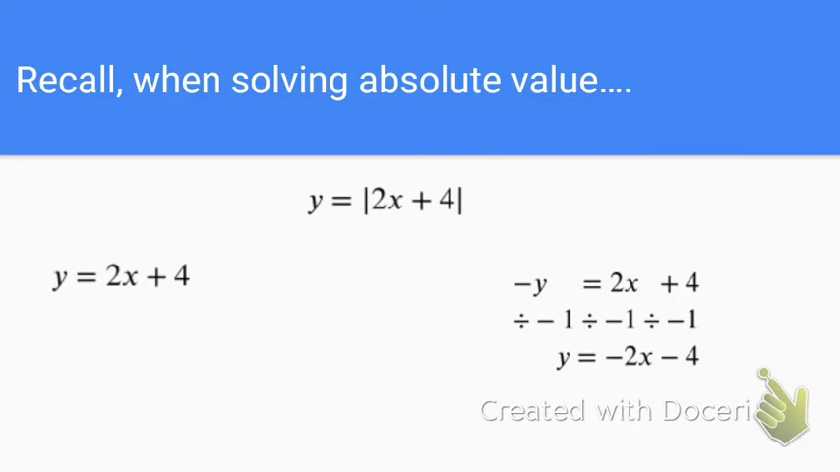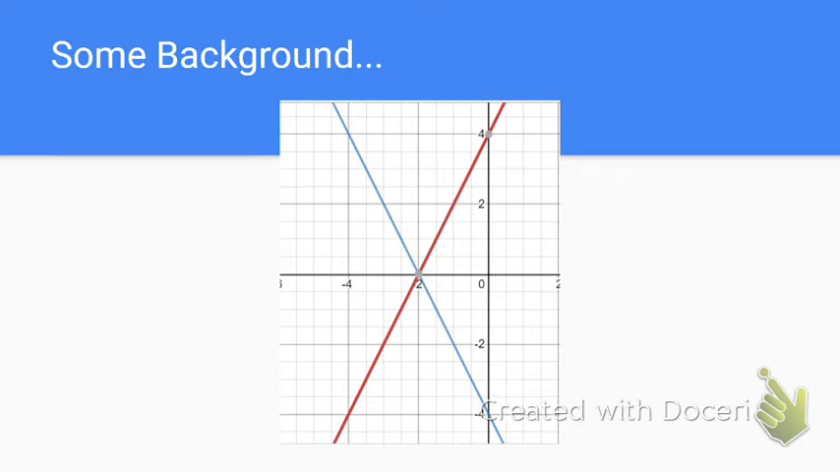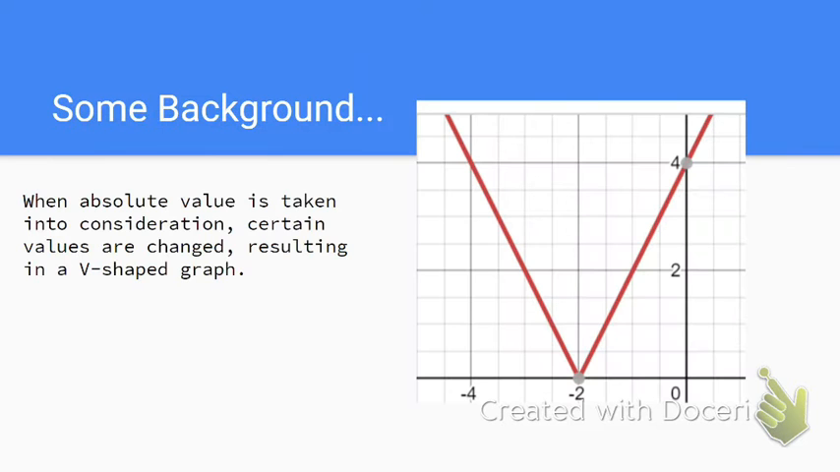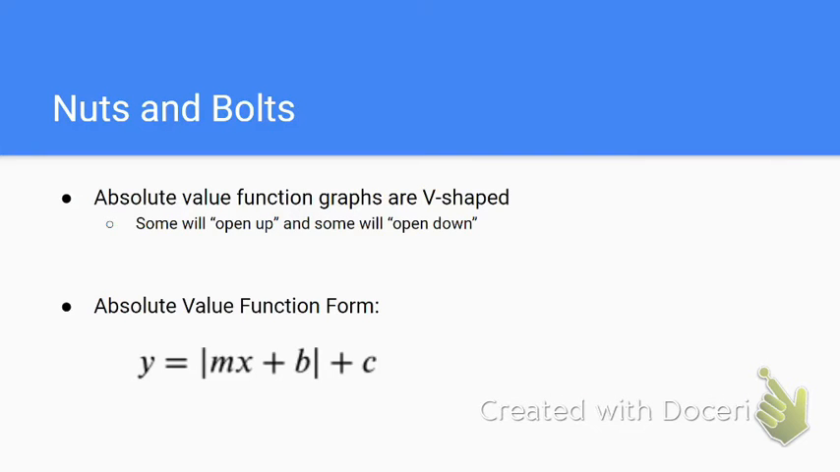We're essentially going to split and have these two linear equations. Where they intersect is the vertex. So it's going to create a V-shaped graph, and it's going to graph basically two linear equations, and it's always going to graph the positive of it. So absolute value function graphs are V-shaped. This is the absolute value function form, and this is on your paper in your guided notes. So now we're at the part where we're defining this.